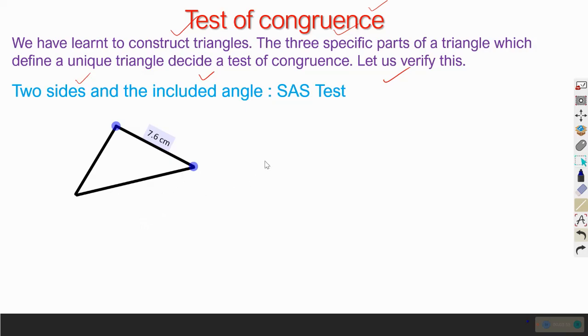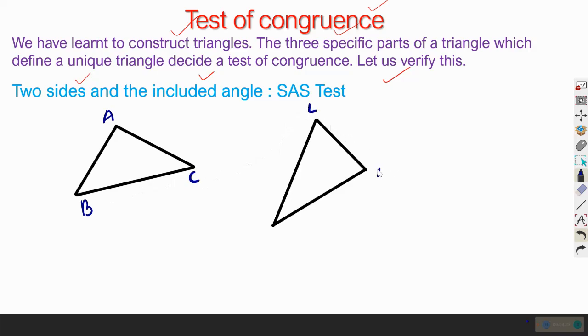Now I need to draw another triangle where I am drawing it in such a way that here it is one side, here it is the other side, and here it is the third side. Now, roughly drawn, not by measure, I am naming this triangle as L here, M here and N here, and I declare that these two triangles can be named as triangle ABC and triangle LMN.